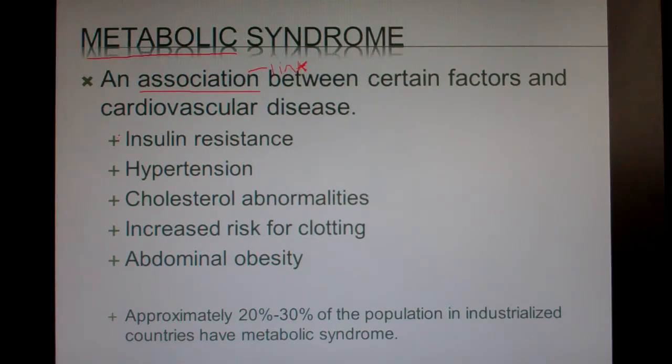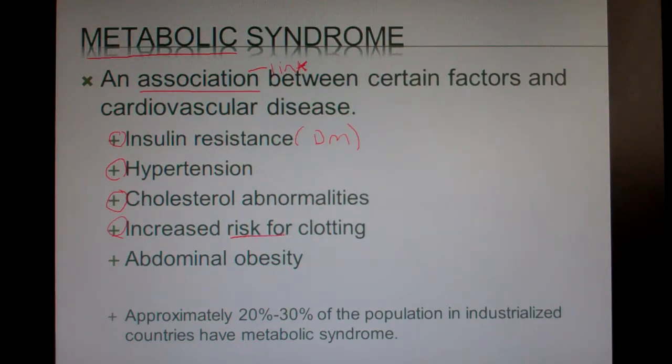All right, so insulin resistance. So you might have diabetes, but not necessarily. Insulin resistance. Hypertension, again, it could be essential hypertension, or it could be secondary hypertension. So I mean, you may or may not know the reason behind that. Cholesterol abnormalities. Okay, again, you kind of have the same thing going on with the essential hypertension, because there are certainly a lot of people that have very high cholesterol that it makes no sense why. Also, anyway, increased risk for clotting.